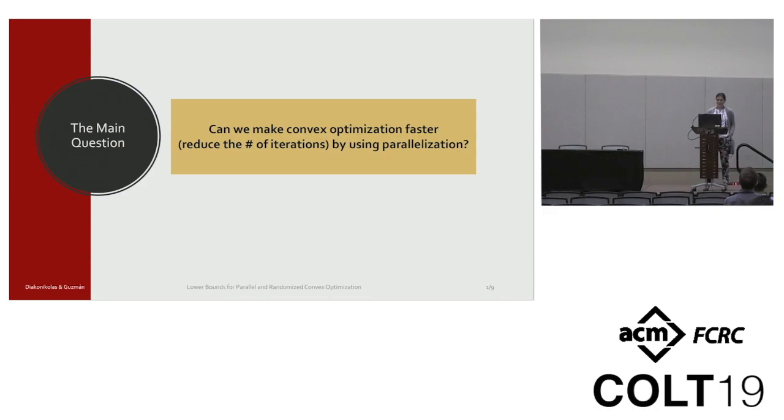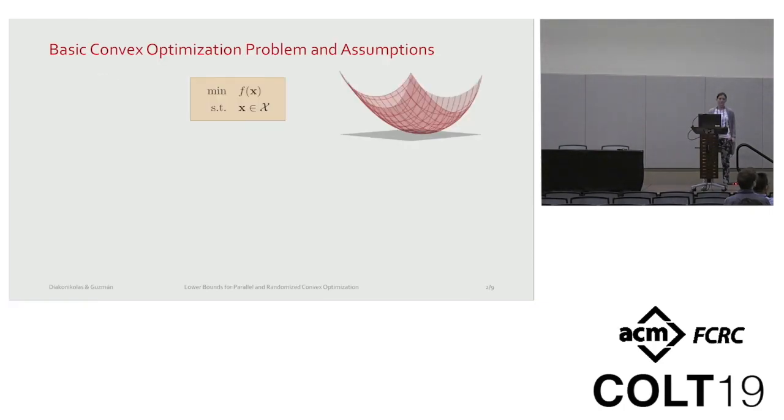Now, there is a reason to be optimistic about this problem, and it comes from submodular maximization, where this type of parallelization has proven to actually be useful, and submodular maximization is not too far from convex optimization, but as we will see, the situation is much different from convex optimization. So the basic problem we are considering here is just minimizing a convex function over a convex set.